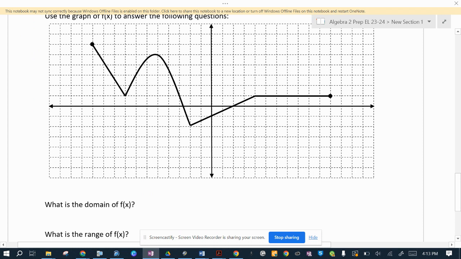All right, so if we look at this graph, the first thing they want to know is my domain. Those are my x values. So again, we're going to look at the graph from left to right. The most left point is here, and the x value associated with that is -11. And the most right point is here, and the x value is 11. So that means my domain is going to be -11 to 11.